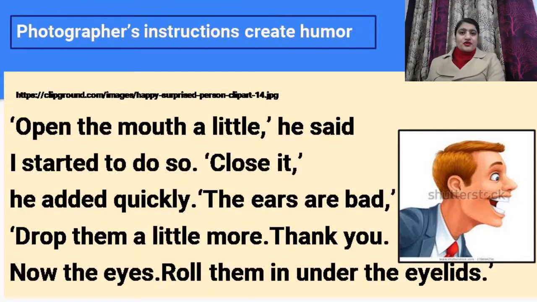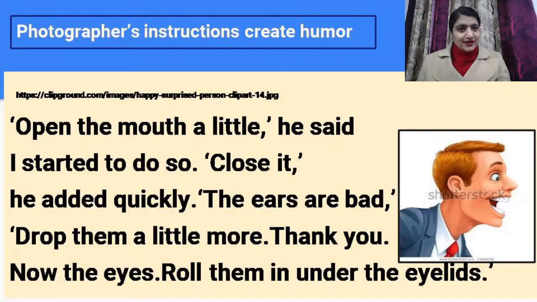So next, the photographer's instructions given to the narrator to strike a particular pose create a lot of humor in the story. Open the mouth a little, he said. And the moment the narrator opens the mouth, I started to do so, he receives another instruction from the photographer. Close it. And then he again closes it. He added quickly, now the ears are bad. The ears are bad. Droop them a little more. Thank you. Now the eyes. Roll them under the eyelids.